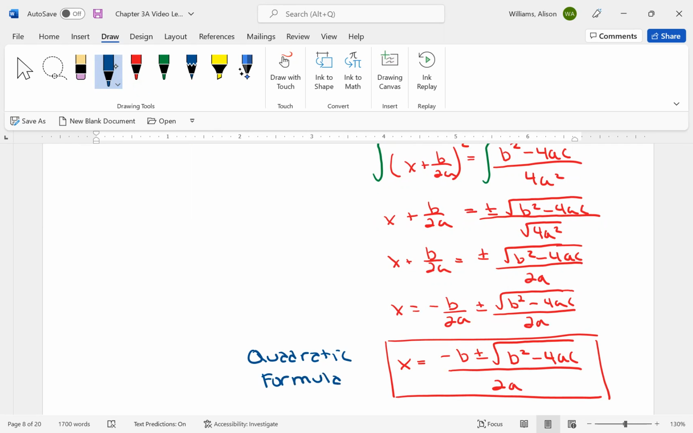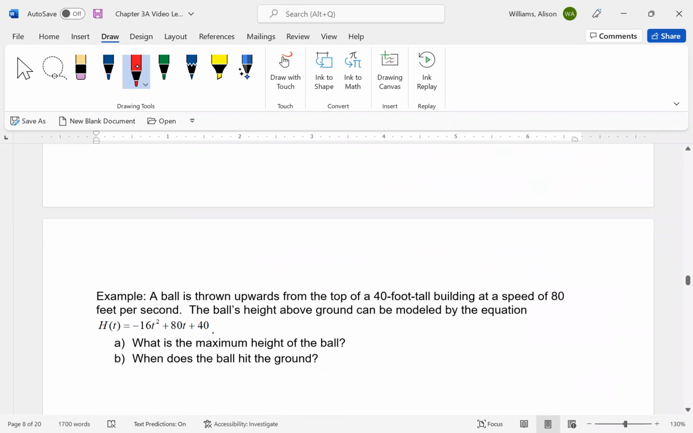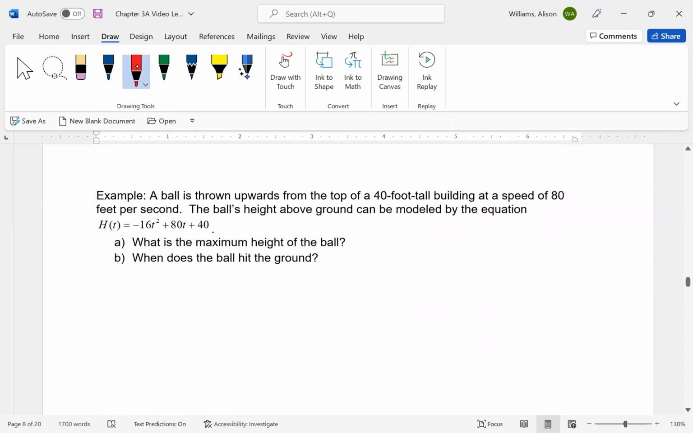You find the quadratic formula by completing the square. It's a little bit painful, but it's good to know. And that process isn't too complicated if you understand how completing the square works. All right. So let's go ahead and use this to help us in a problem.